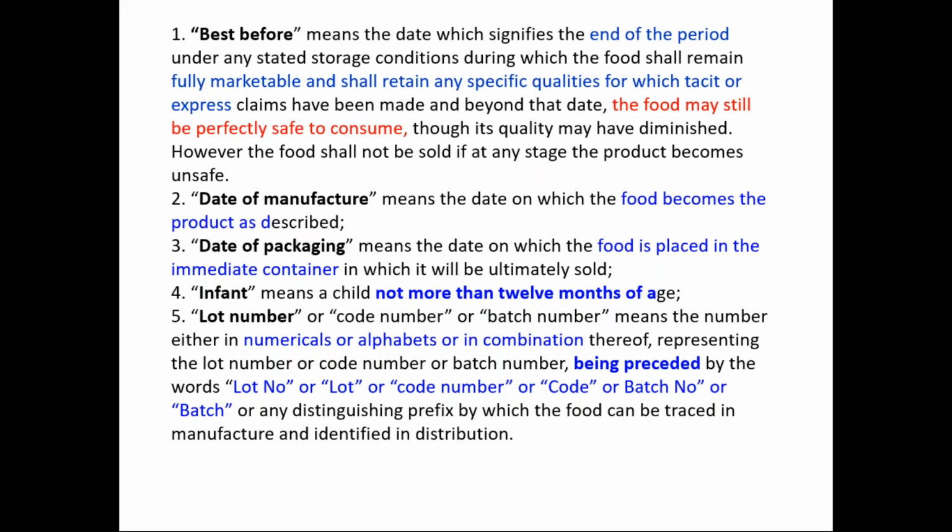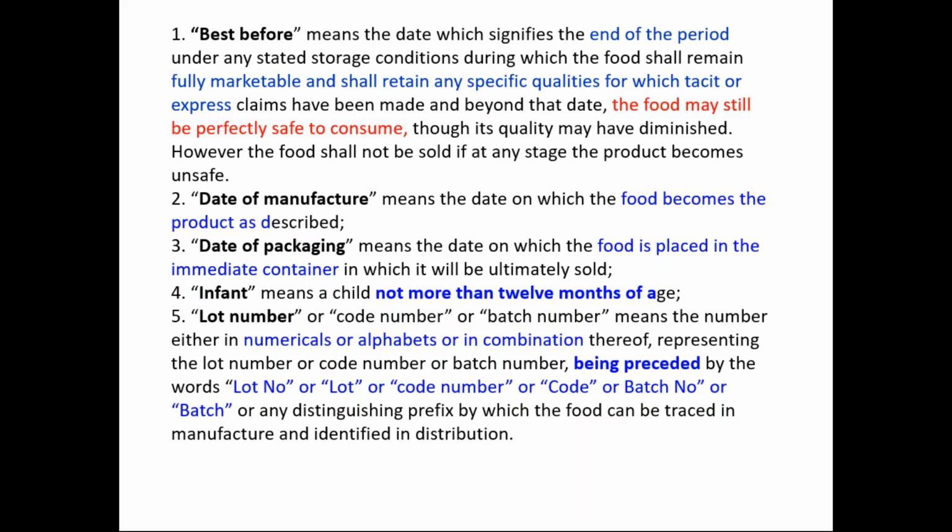In the definitions, you will find the definition for best before. It explains to the consumer that it does not signify the end of the period of this product. It only signifies the date by which the quality of the food is best, and it may be perfectly safe to consume the food after the best before date, because for safety, it is the best by date or the use by date. Date of manufacture is when the food becomes a product, and date of packaging is the date that the food goes into the package.